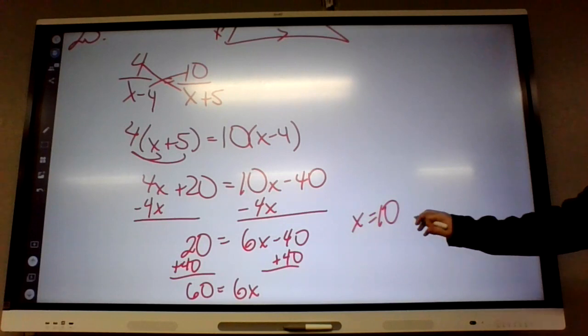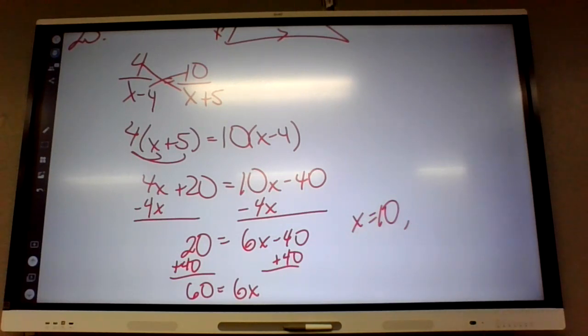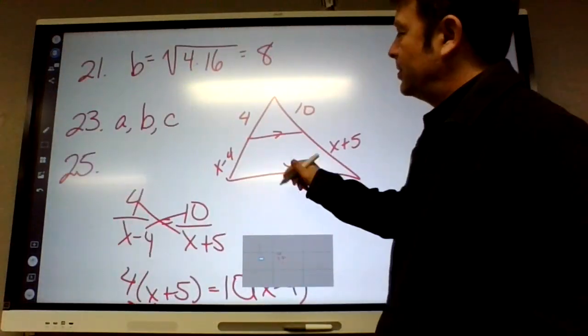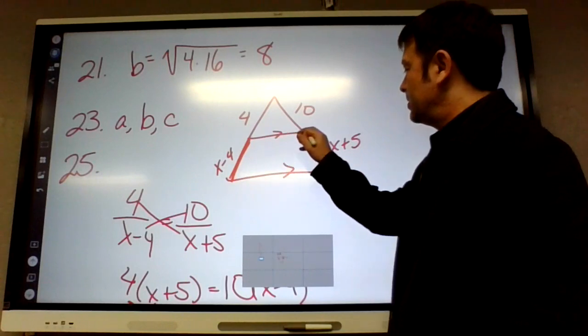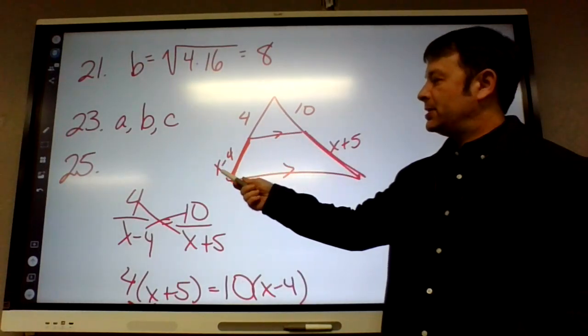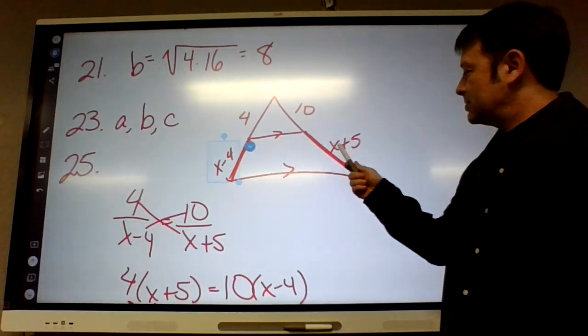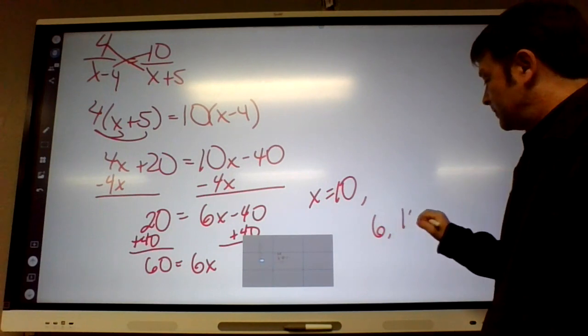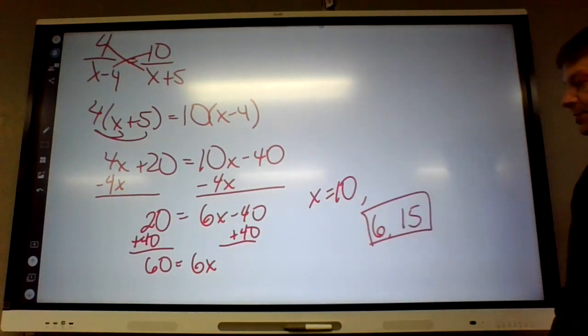10 is not actually the final answer. It's kind of like the worksheet we did on Thursday. You got to plug it back in. What they're asking for is AD and CE, in other words, this and this. So if x is 10, this one is 10 minus 4, 6, and this is 10 plus 5, 15. So 6 and 15 are the answers.